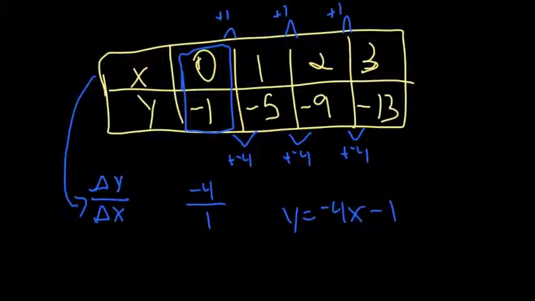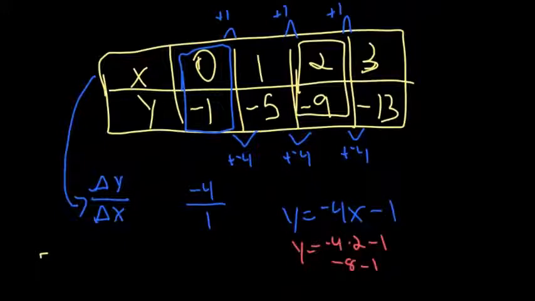And then just to test myself, make sure I did that right, pick another number here. So let's do the 2. Negative 4 times 2 is negative 8. So that's negative 8 minus 1 would equal negative 9. So we know that we did that correct.